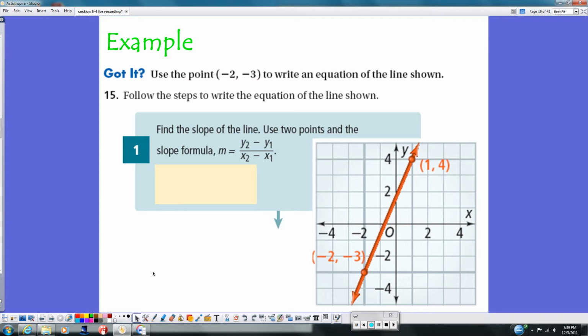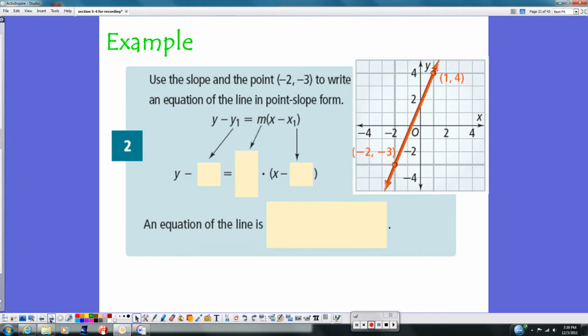Using the point negative 2, negative 3, write an equation for the line shown. So first thing we have to do is figure out our slope. Using our slope formula, y2 minus y1 over x2 minus x1, we're going to do 4 minus a negative 3 and 1 minus a negative 2. So that gives me 7/3 for my slope. Now we're going to use our point, negative 2, negative 3. So negative 3 for y, 7/3 for my slope, and negative 2 for x. Fix those minus negatives to get y plus 3 equals 7/3 times the quantity x plus 2.